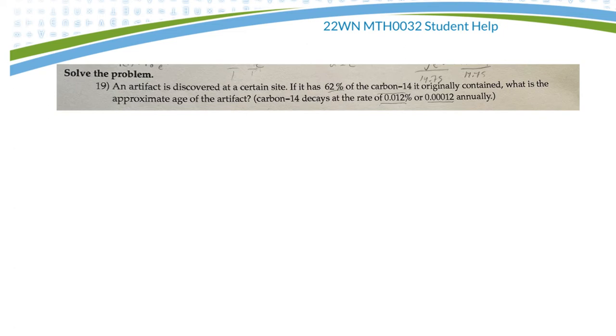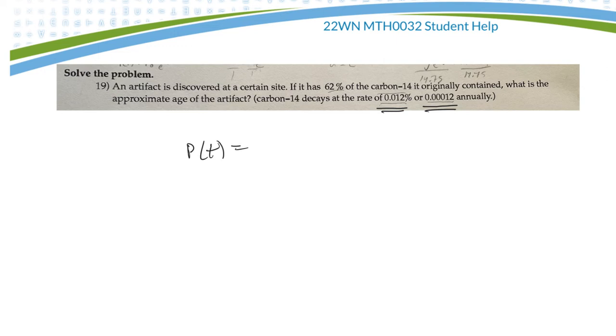Okay, an artifact is discovered at a certain site. It has 62% of the carbon-14 it originally contained. What's the approximate age of the artifact? Oh, and they say carbon-14 decays at this rate. So this is a percent, so this would be a decimal. Okay, so here's our formula.